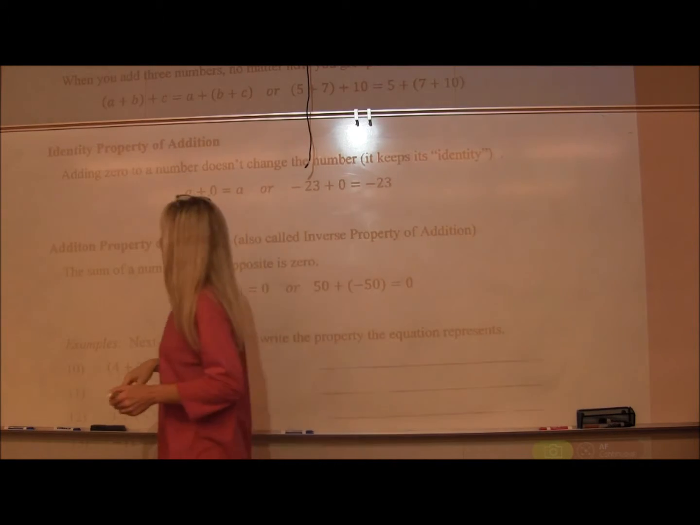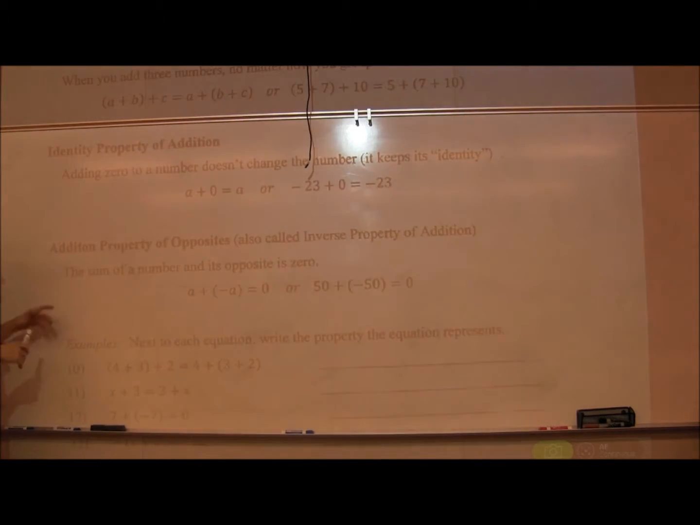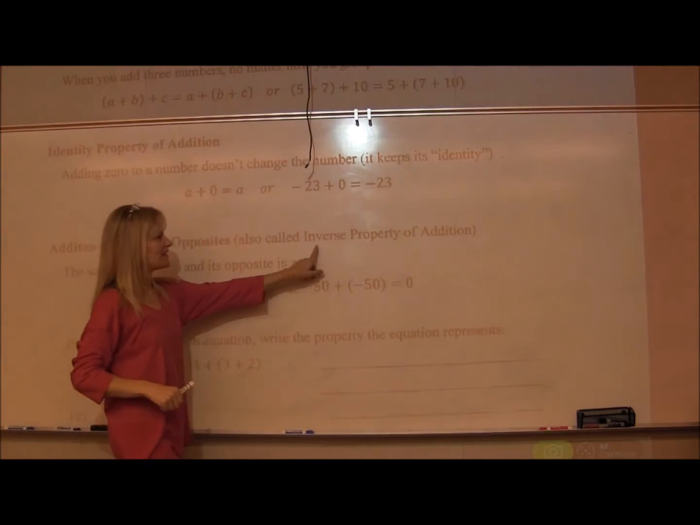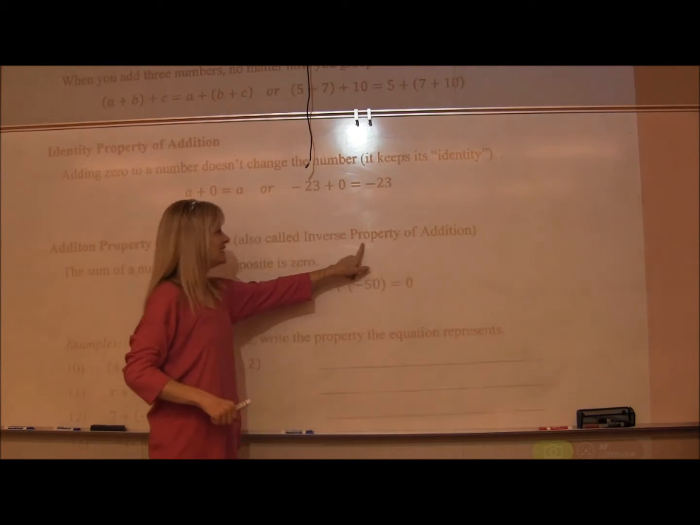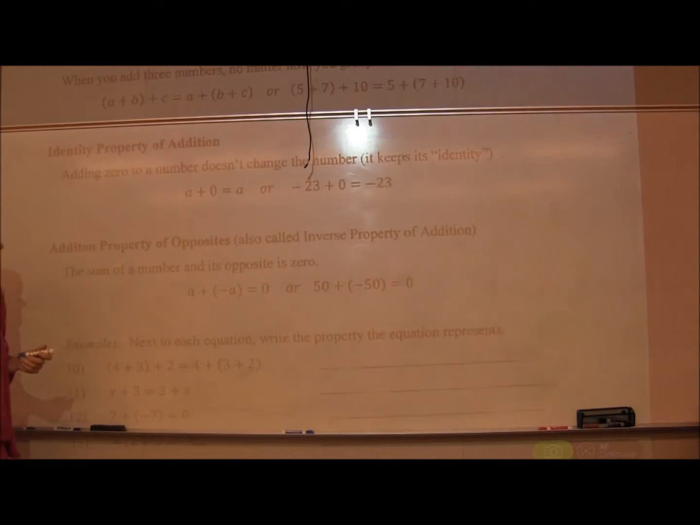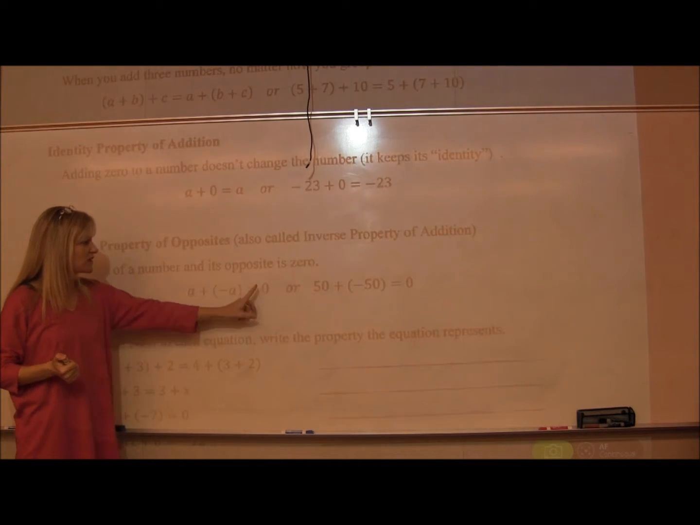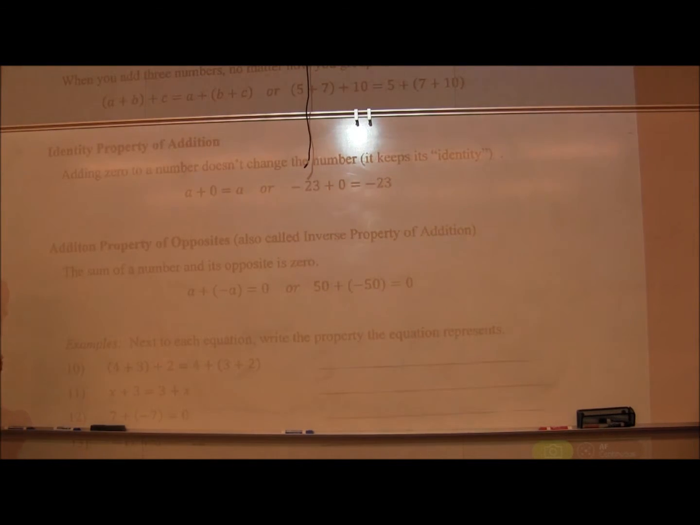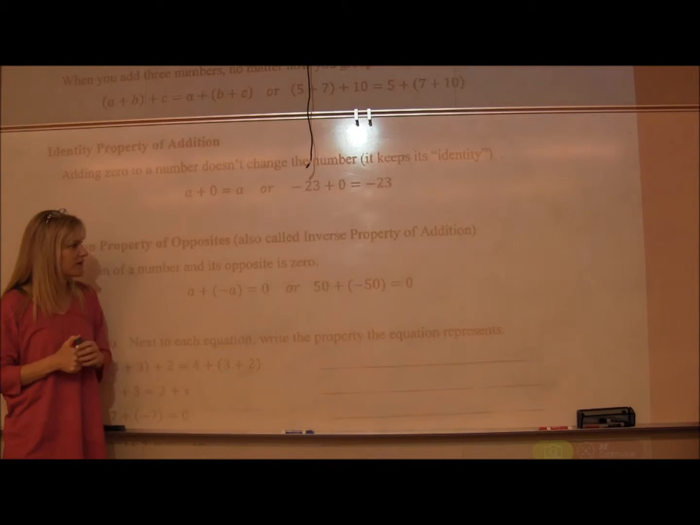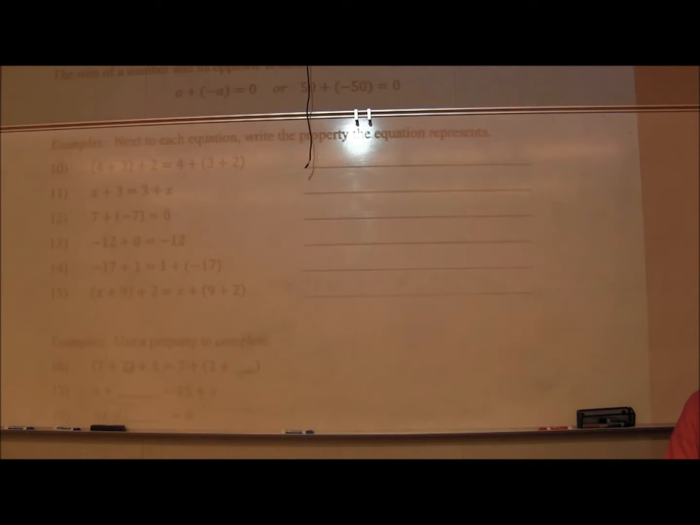So now the addition property of opposites. I actually like this title better, the inverse property of addition, but we'll call it this. And what it says is if you add the opposite of a number to the number, you get 0. So the sum of a number and its opposite is 0. All right, so we're going to look at some examples and we're going to decide what property these are.